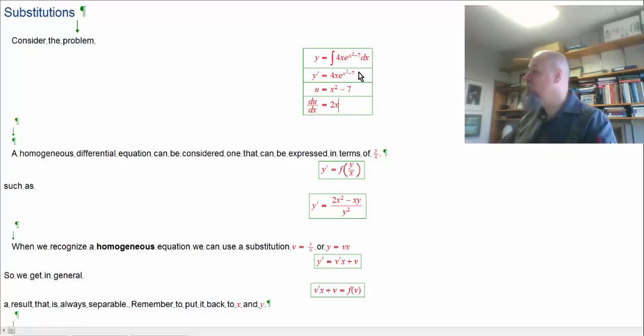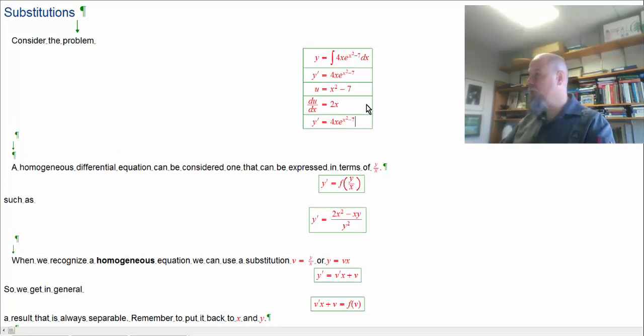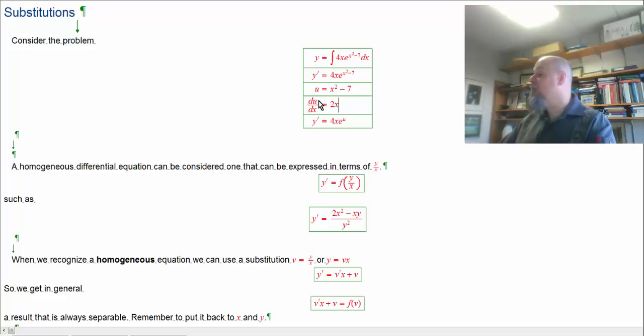If I substitute those two pieces into this differential equation, or I guess I'd substitute it into the integral, let's substitute it into the differential equation. It's not the normal way we would do it in calculus, but in differential equations, that's what we would do. So this would become e to the u, and if du dx is equal to 2x, well, I need this y prime.